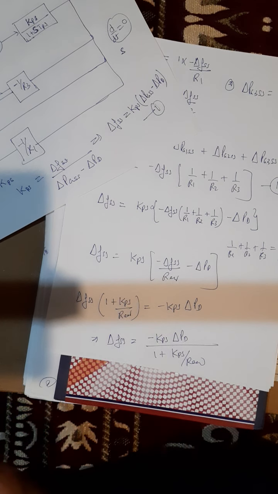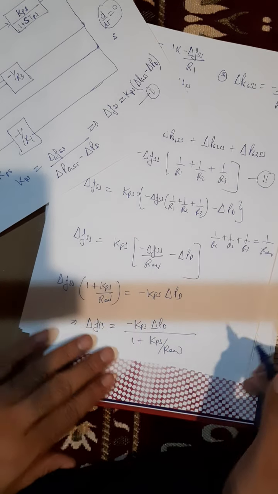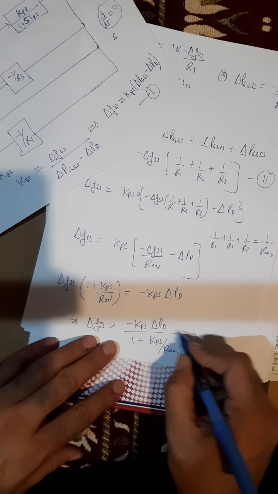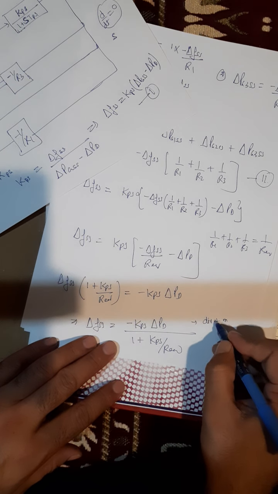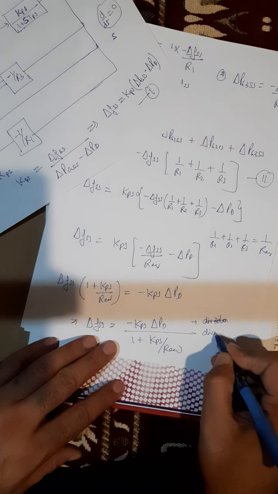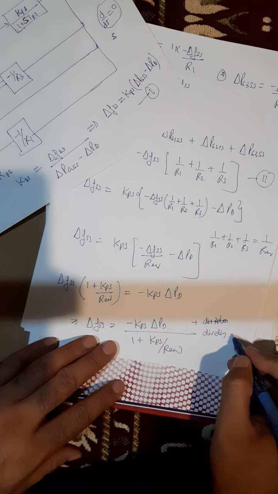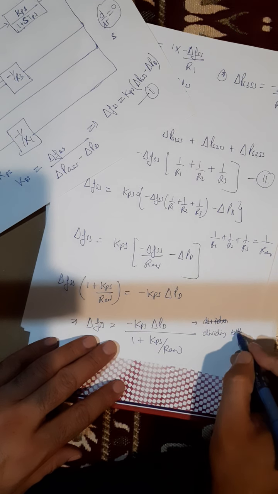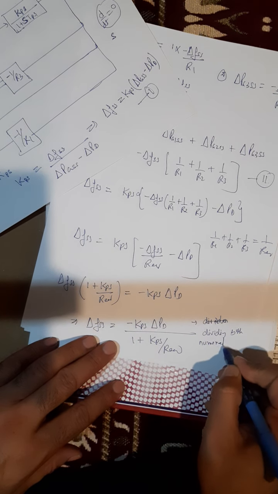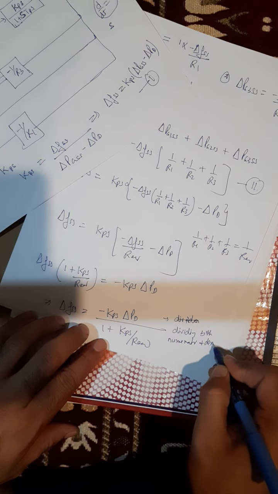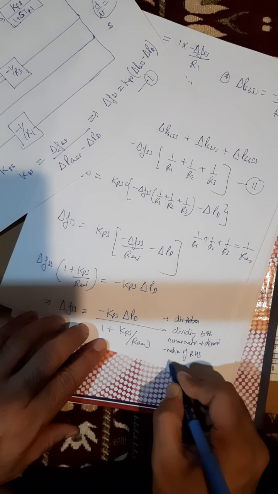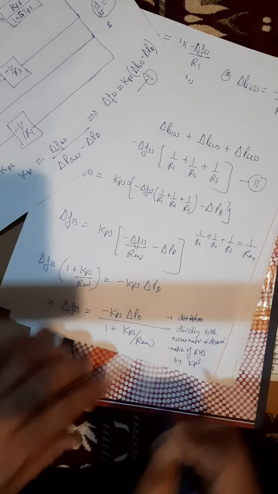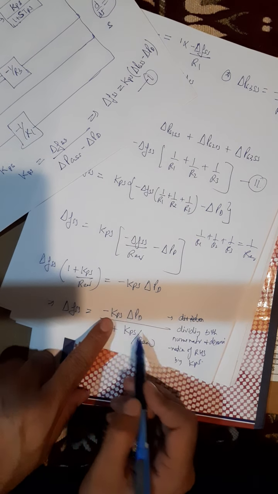Okay, so dividing both numerator and denominator of the RHS, right hand side, by KPS. So if I divide both numerator and denominator of RHS by KPS, what will I get?